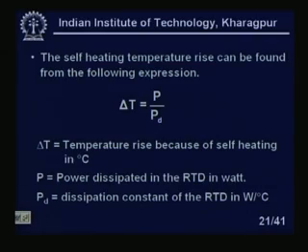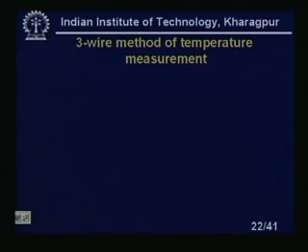Now, all this will control the minimum resolution with which we can take the measurements, because if P is fixed and PD is fixed, then delta T is fixed, right. So in that sense I can reduce it, and that self heating temperature error will control the resolution of your instrument, or the resolution of your thermometer.